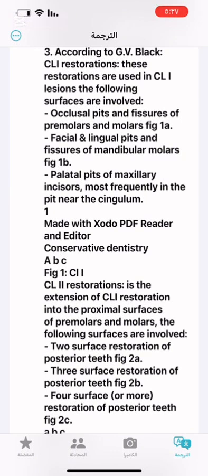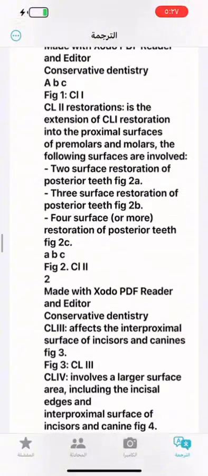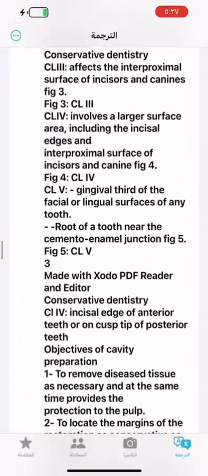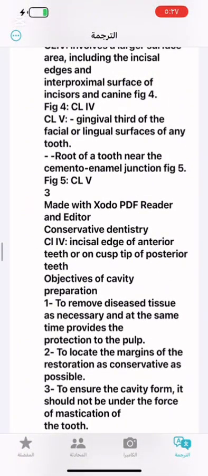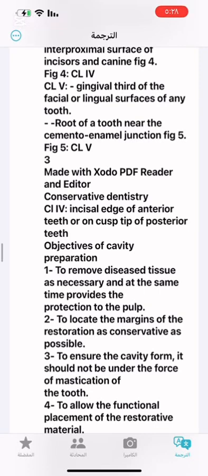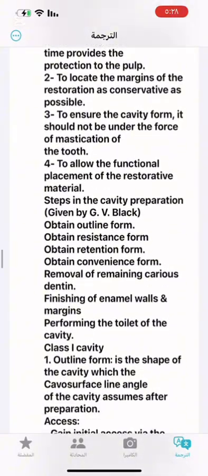Class III affects the interproximal surface of incisors and canines, Fig 3. Class IV involves a larger surface area, including the incisal edges and interproximal surface of incisors and canines, Fig 4. Figure 4, Class IV.